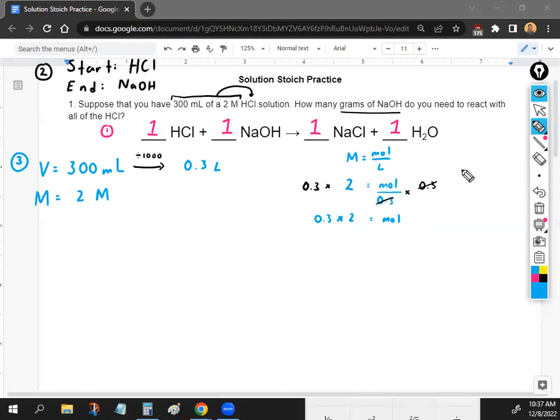Okay, so take out your calculator. I'll give you guys 1 minute. See if you guys can punch it in there and figure out what the moles are. And see if you can also label it with the chemical. Moles of what chemical? So try to write that down with your answer.